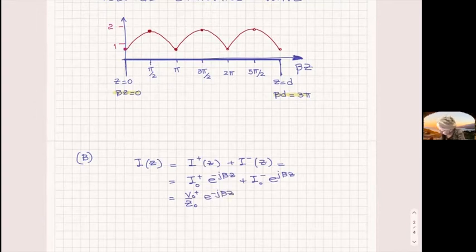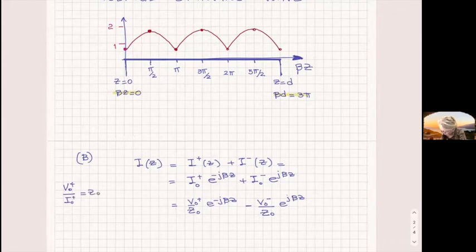Let me move it a little further down so it does not get cramped. Plus minus here, v naught minus over z naught. You need to remember the minus sign in front of this e to the j beta z. We know that v naught plus divided by I naught plus is z naught by definition. And v naught minus divided by I naught minus is minus z naught. You need to remember this minus sign. All right?